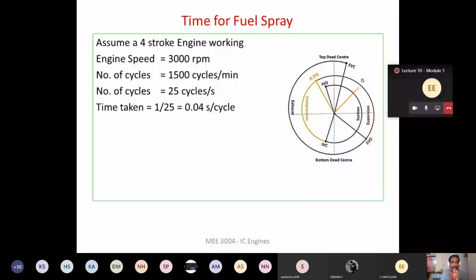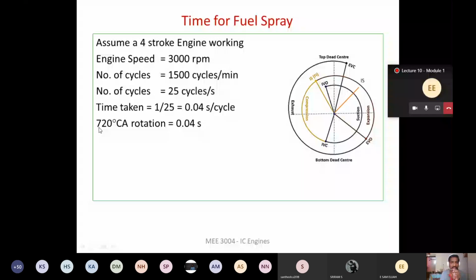And the time taken for fuel injection per cycle: we have 25 cycles per second, so the time for completing one cycle is 0.04 seconds. 1 divided by 25 is the time for completing one cycle of operation. And for one cycle of operation, the crank will turn 720 degrees, because two complete revolutions of the crankshaft is 720 degrees crank angle, and for that it takes 0.04 seconds.